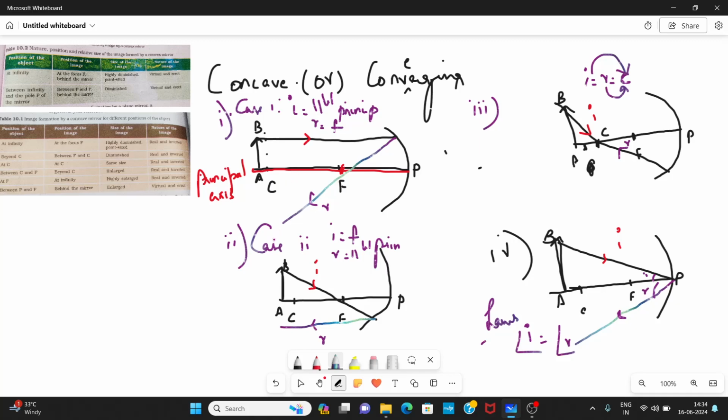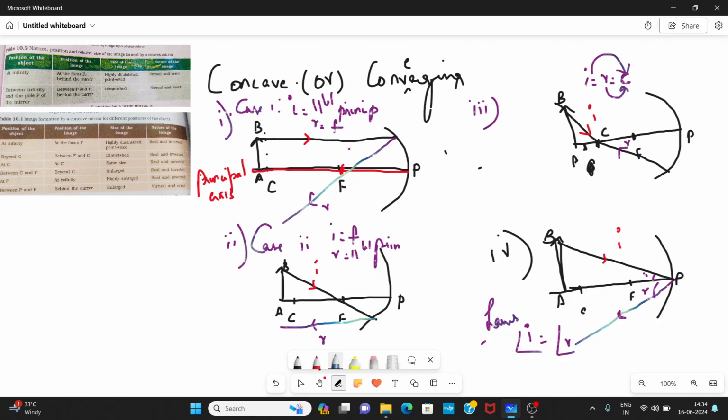If you keep the object between C and F, the position of the image will be beyond C. It will be beyond C, and it will be enlarged. It will be in higher size, magnified, and it will be real and inverted. At F, if you keep, the position of the image will be at infinity, and the size of the image will be highly enlarged and real and inverted.